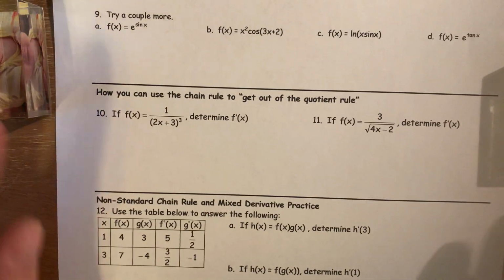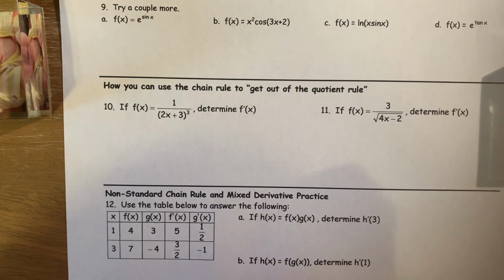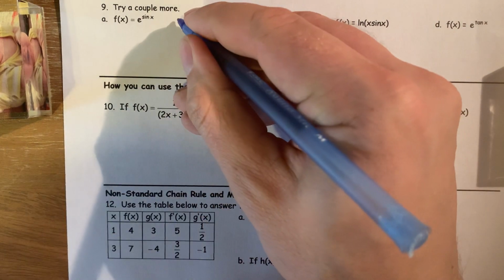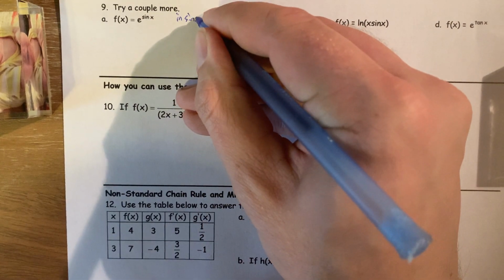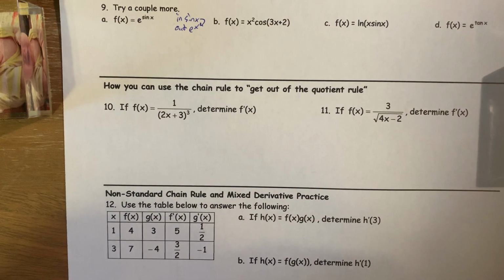Okay, f of x equals e to the sine of x. What's the derivative? Well, hopefully we can see there's a function inside of a function. The inside function is sine of x. The outside function is e to the x. It's e to the sine of x.